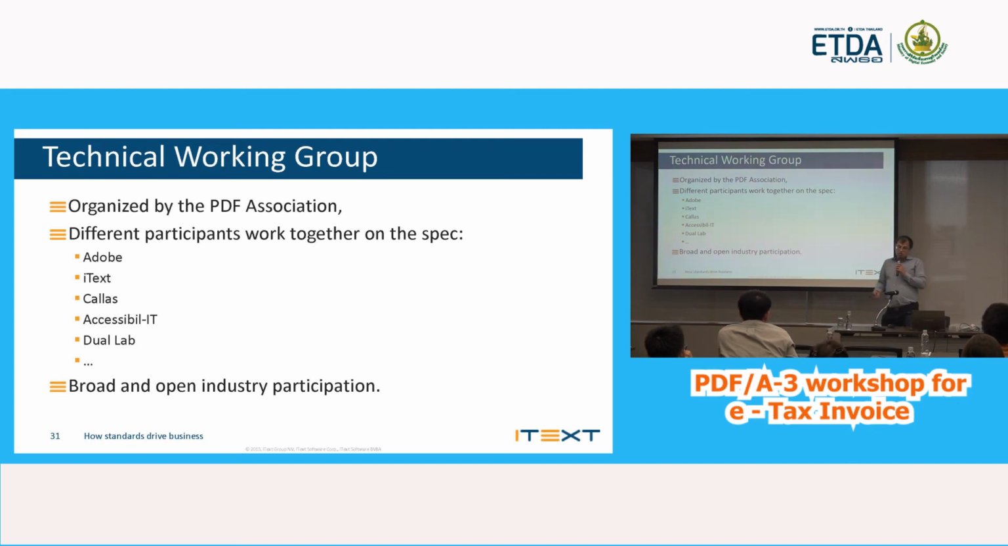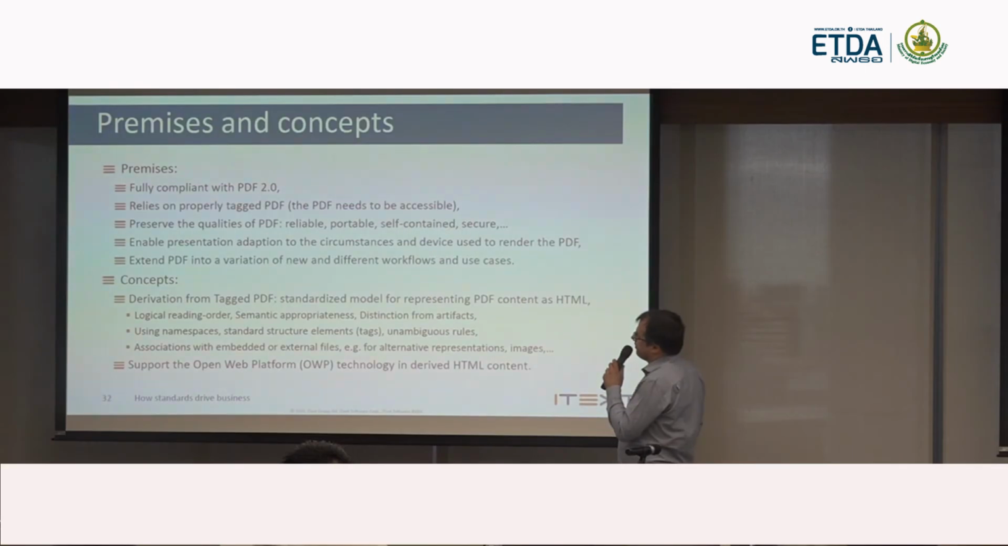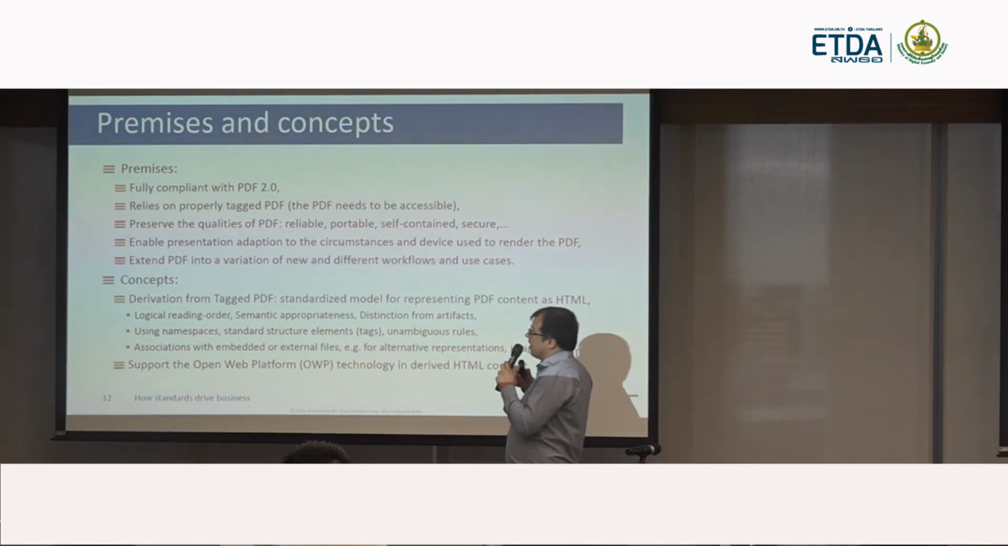And so to make sure that PDF doesn't lose traction, doesn't lose market size to HTML5, we think that PDF still has a lot of advantages, but we created a technical work group organized by the PDF Association, where different participants like Adobe, iText, Galas, Accessibility, Duolab, we work together, and we are creating a new next generation PDF format. What are the requirements?